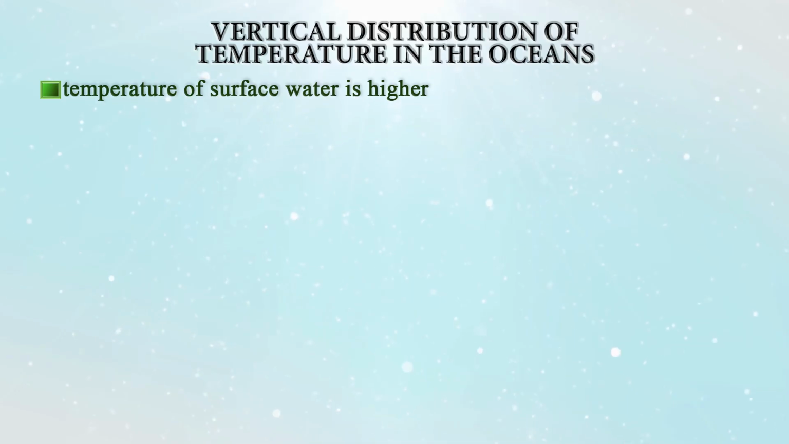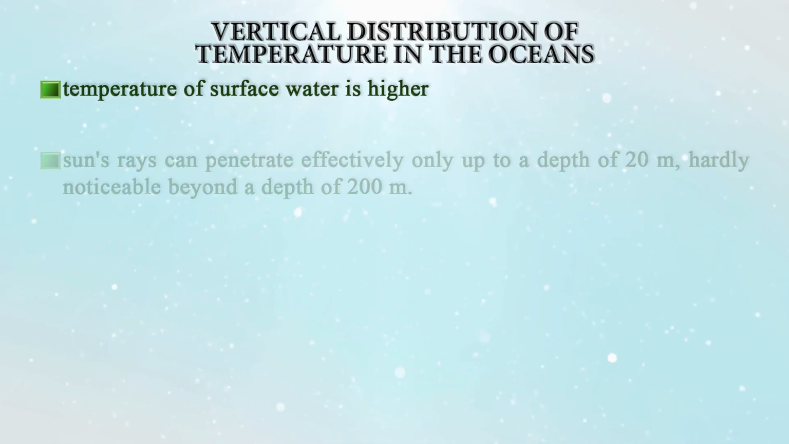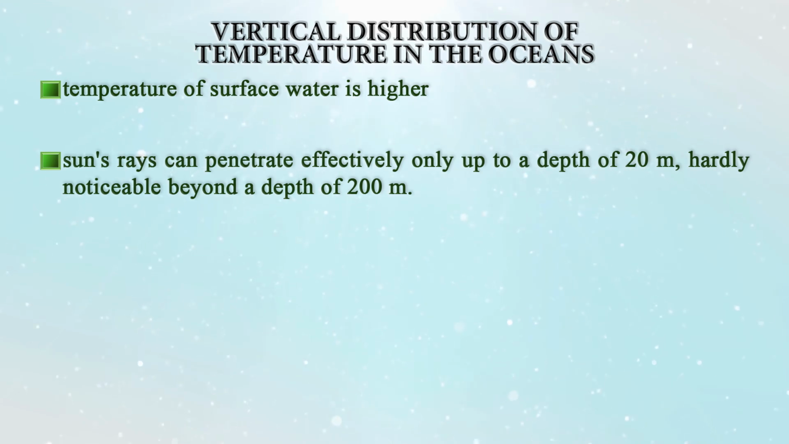This is because surface water gets heated due to incoming solar radiation, and the sun's rays penetrate effectively only up to a depth of 20 meters from the surface and are hardly noticeable beyond a depth of 200 meters. So as we go from the surface to greater depths below the surface, the temperature of the ocean water decreases.